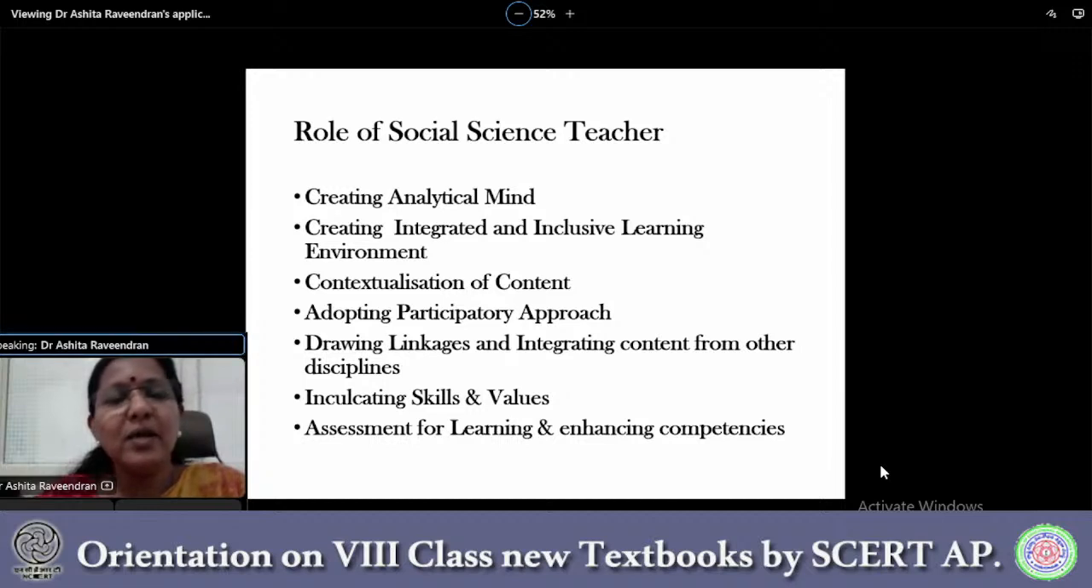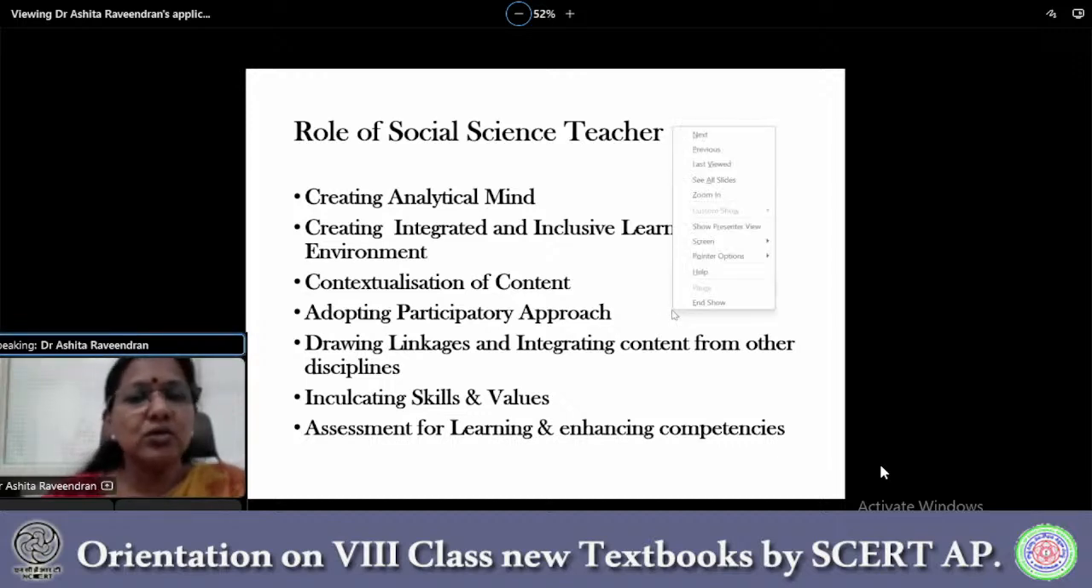So now it comes to our role as a social science teacher. What we need to do as a social science teacher. We need to create an analytical mind in our learner. We have to create an integrated and inclusive learning environment. That learning environment should integrate everybody, and it should be inclusive in nature, so that there should not be any child who has been left behind.